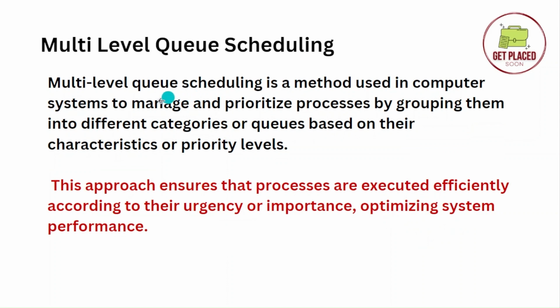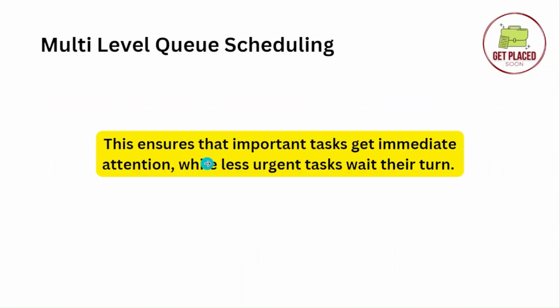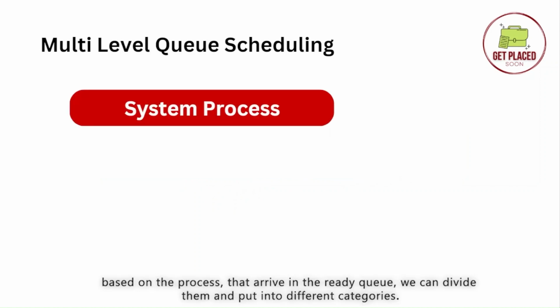So you have understood the approach, the main idea of multi-level queue scheduling. Because of this, the processes are executed efficiently based on urgency or importance. If all the important tasks are executed first, the system performance will also be optimized. This ensures important tasks get immediate attention while less urgent tasks wait for their turn. When I say categories, the processes which enter the ready queue are divided into separate categories. Now let's see a couple of categories.